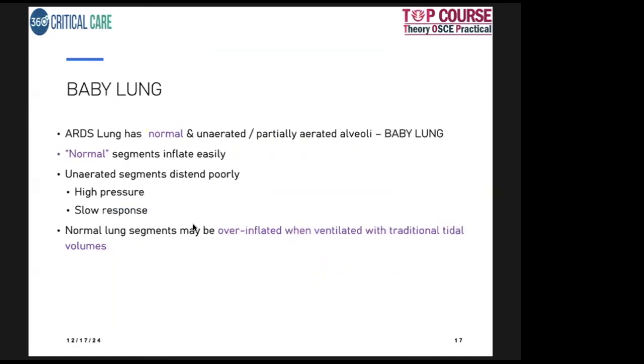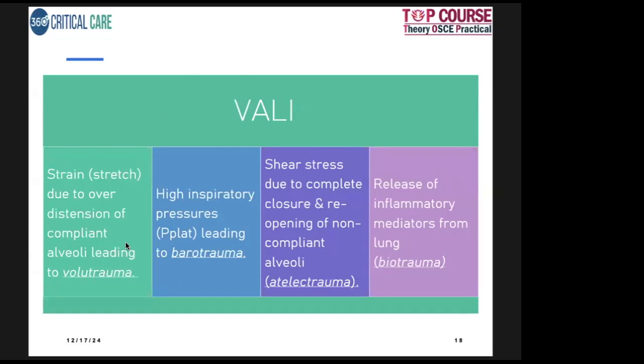What is a baby lung? ARDS has normal lung and unaerated and partially aerated alveoli, right? So the normal segments inflate easily, but unaerated segments distend poorly when you give a positive pressure. So these unaerated segments do have a higher pressure and a slow response pattern. And the normal lung segments may be overinflated when ventilated with traditional lung volumes. The baby lung is getting affected as collateral damage when you ventilate a patient with ARDS.